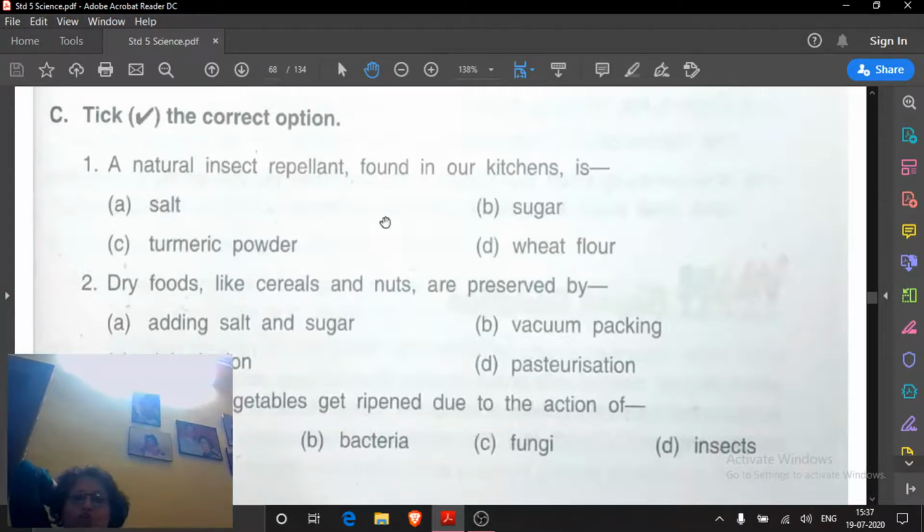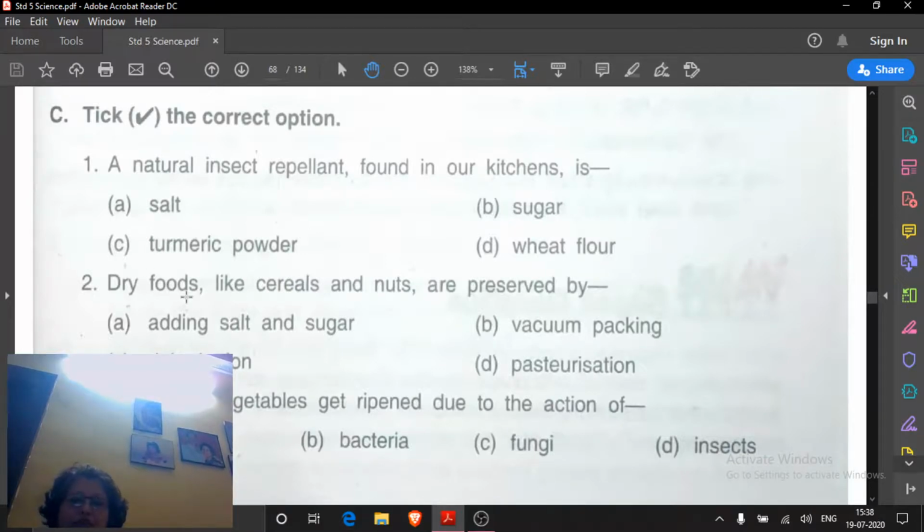Salt? No. Sugar? No. They are preservatives. We can use them as food preservatives. But turmeric powder will be the correct option. So what will be the correct option? A natural insect repellent found in our kitchen is turmeric powder. Here you will tick.